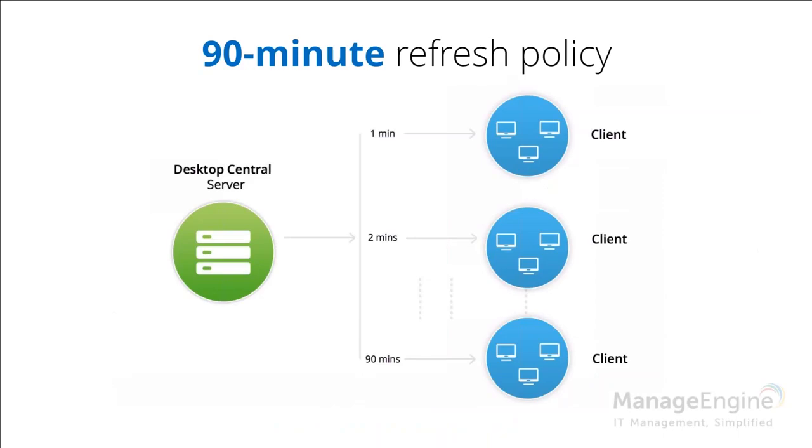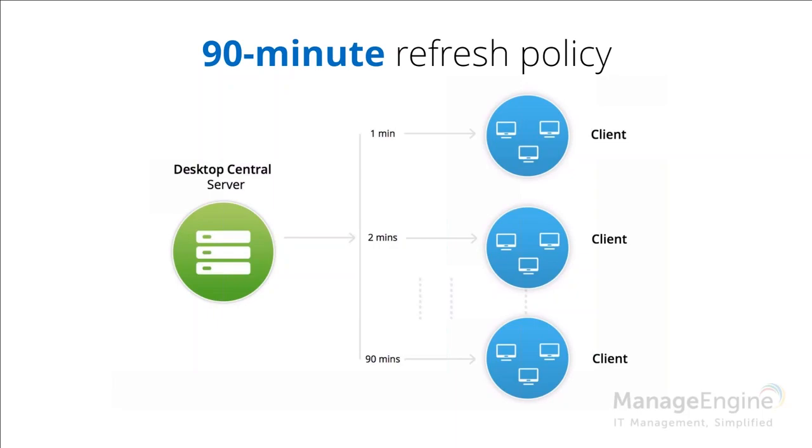And let's talk about the 90 minutes refresh policy. The agent to server communication happens once in every 90 minutes under the refresh policy. So here you can see the machines will connect to the server with the help of ports 8020 and 8383 in order to collect all the tasks which have been defined for the target machines. And this 90 minutes refresh policy is to ensure that your network activities are not affected and the network bandwidth is not choked during this communication.